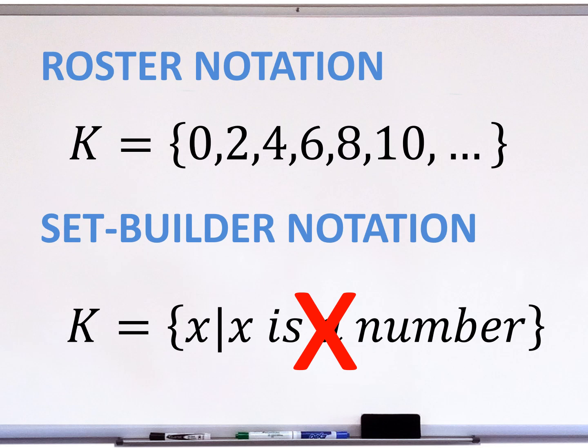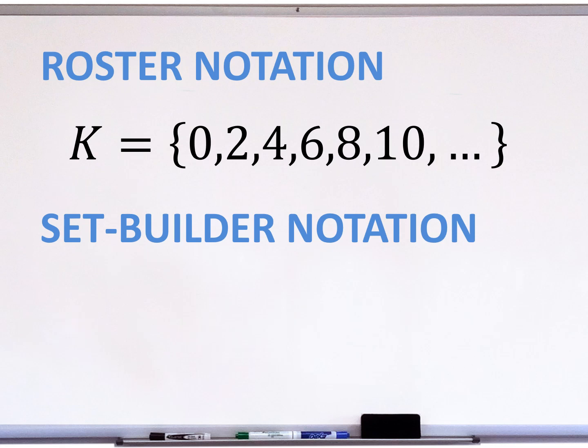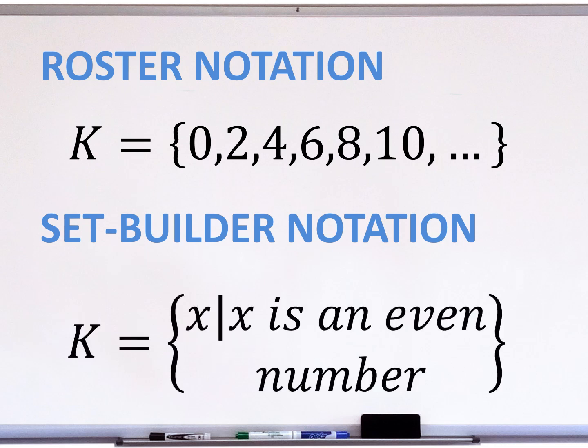So therefore, we should be more specific when it comes to expressing a specific set from roster notation going to set builder notation. So therefore, the right conversion of the given K is the set of x such that x is an even number, because 0, 2, 4, 6, 8, and 10 are all even numbers.